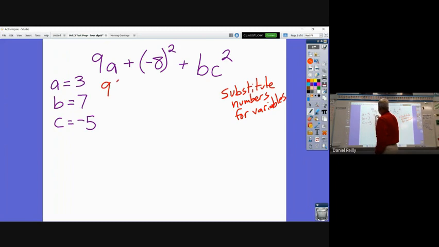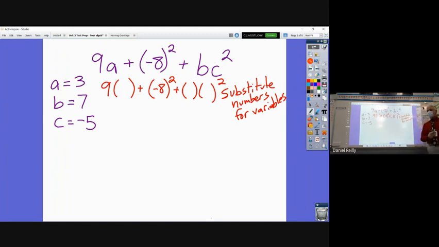All right. So here we go. 9, and instead of A, okay, one of the things you can do is rewrite the problem, and everywhere there's a letter, do parentheses. This is a very safe way to do this step first. Just write parentheses every place there's a letter, and then substitute in the numbers. 3, 7, -5. Oh, this is going to be a big number. Oh, well.